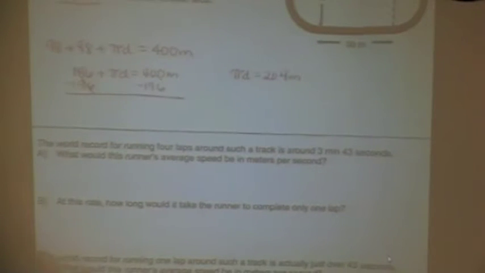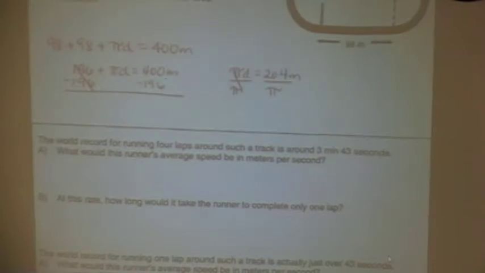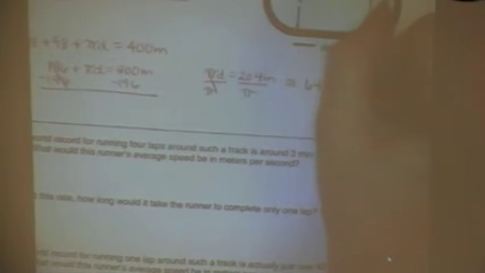Right now I've got pi d equals 204, because I subtracted 196 from both sides. Now I'm going to divide by pi. If I leave it like this, 204 divided by pi, that's an exact answer. But that doesn't really help us know how far it really is, so let's get the decimal approximation by plugging that into the calculator. I got 64.935 meters.